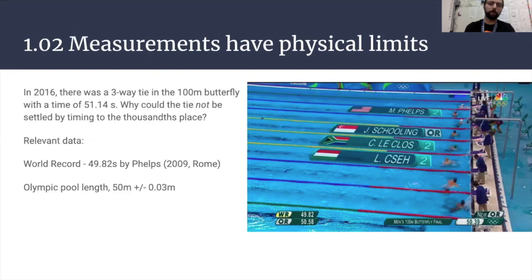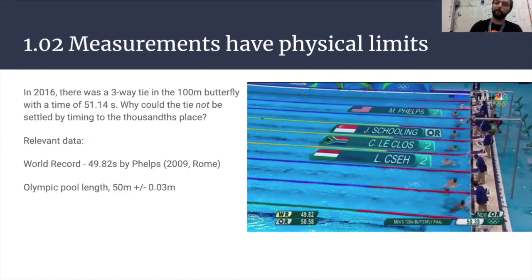Well, first, let's brag. Phelps does have the world record at 49.82 seconds for the 100-meter butterfly. That was not shattered at this time. They did set an Olympic record, but Phelps had a faster record for the world record.